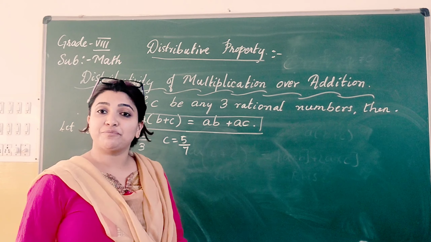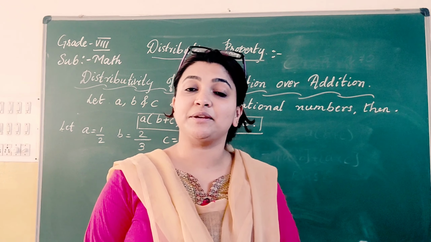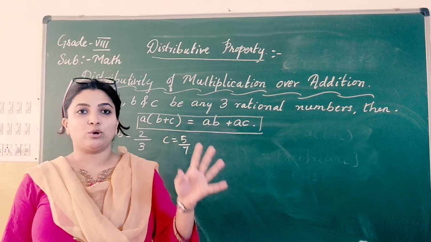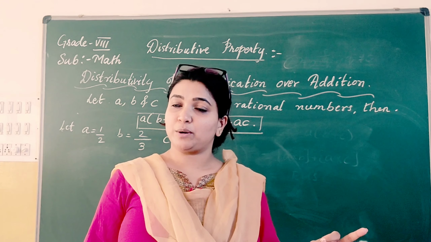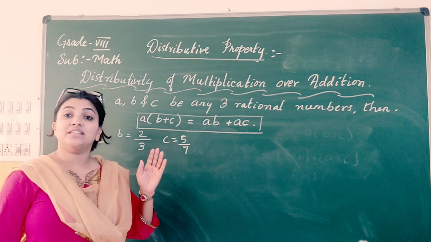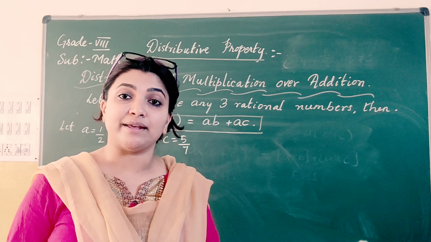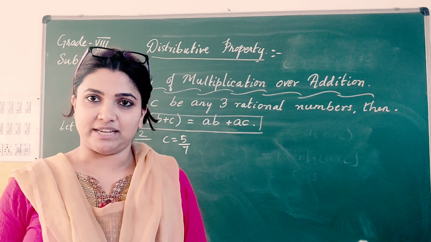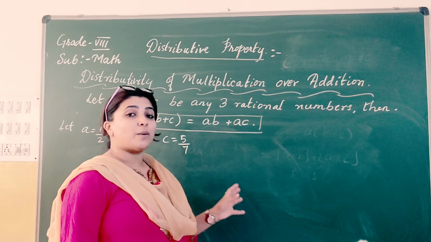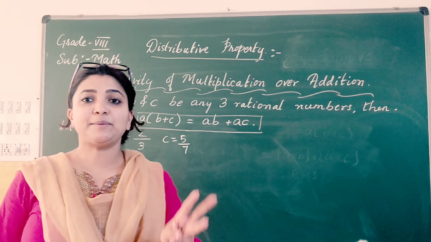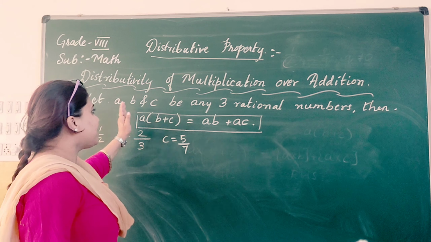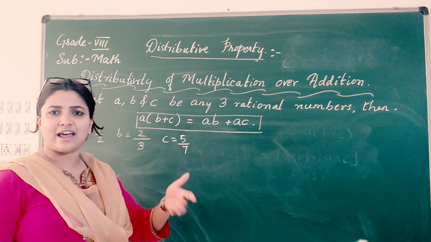After your associative property, the next property is nothing but the distributive property. Okay, so till now we have studied closure property, we have studied commutative property, we have also studied the associative property. Now in this chapter we will be completely studying about distributive property. Okay, so what is this distributive property? Distributive property is nothing but, let me take any 3 rational numbers. Okay, I have taken A, B and C as my rational numbers.